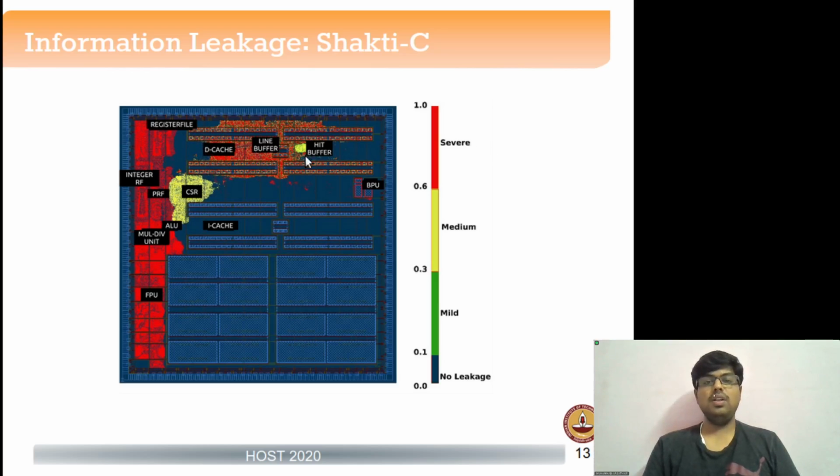So as we see, all the memory modules such as data cache, line buffer, hit buffer, and register files cause more leakage. And also the unexpected modules such as floating point unit, multiply unit, and branch prediction unit cause leakages.